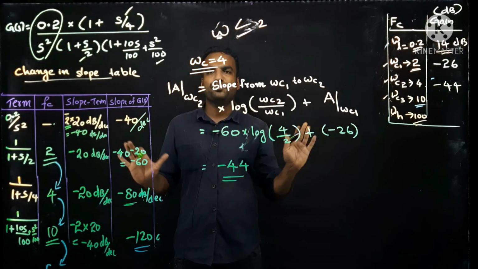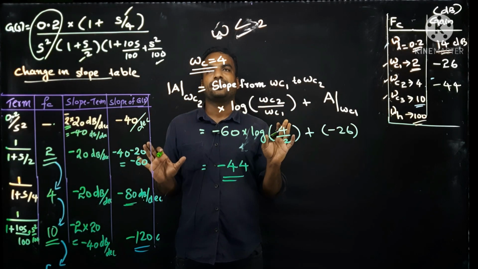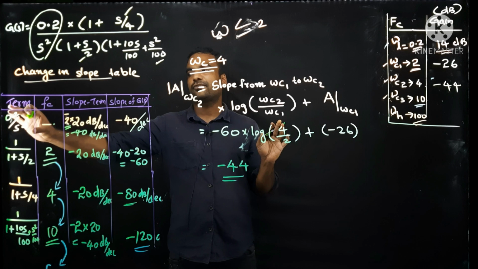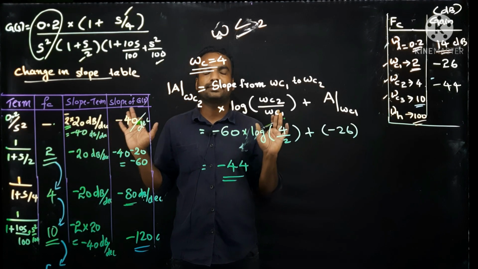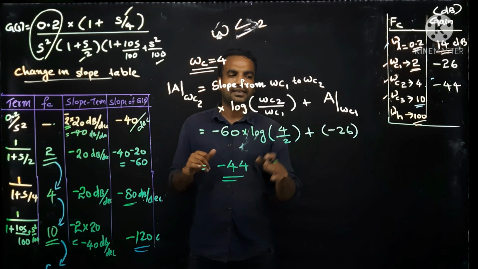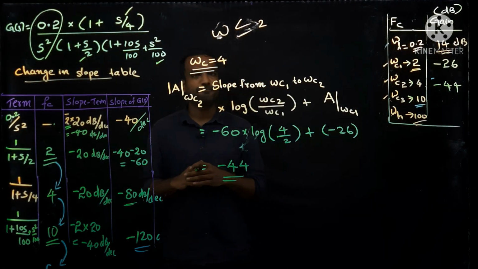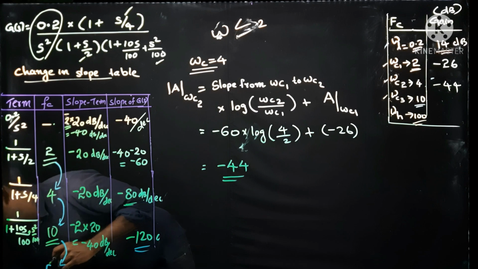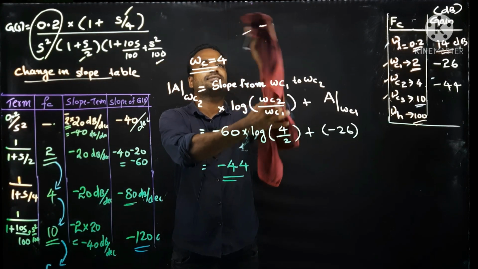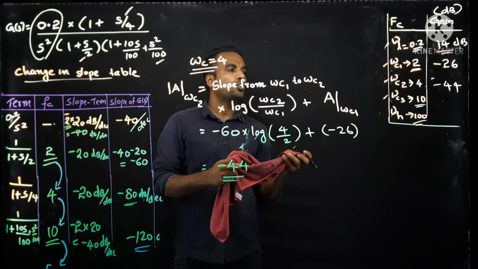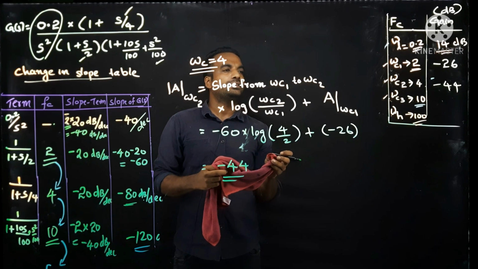Is it okay for you? It is a new equation. The previous equation that comes from the first term will be valid only up to the first corner frequency. That is the point you should learn by heart. And this is not that complicated a thing. And now, let me change things for the next corner frequency, that is omega C3.